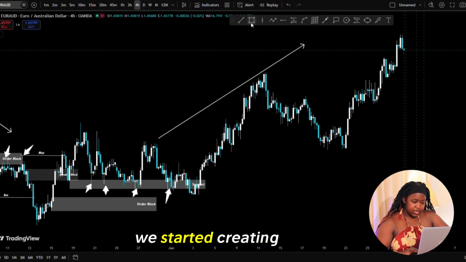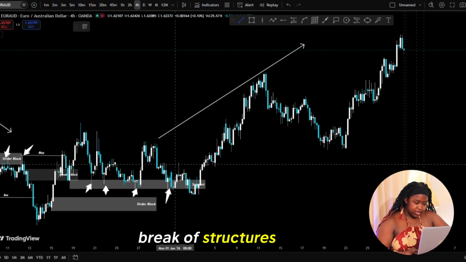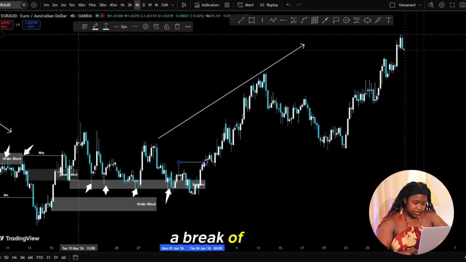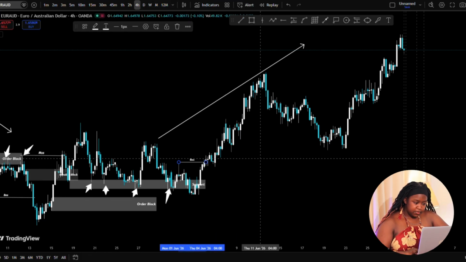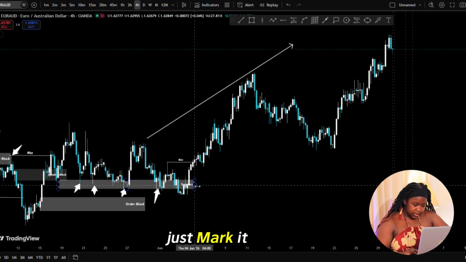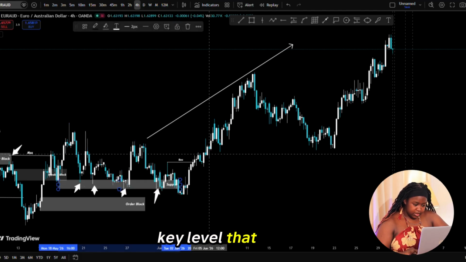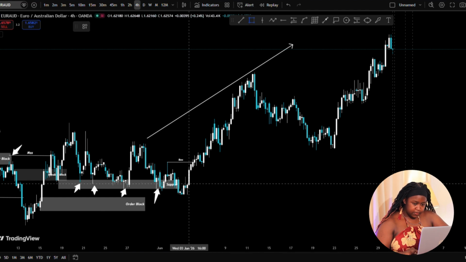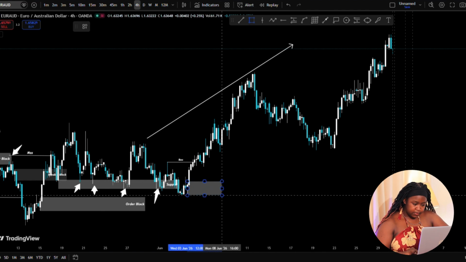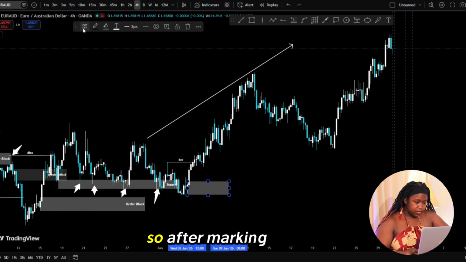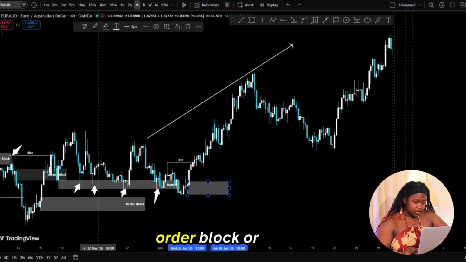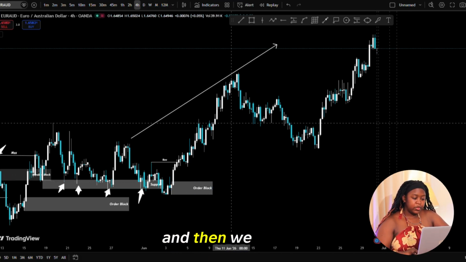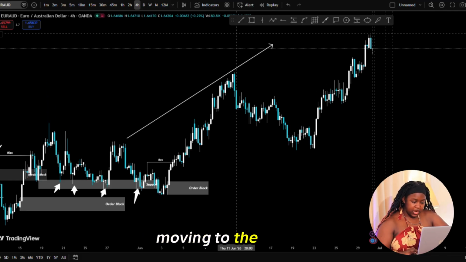So from there we started creating break of structures to the upside. So this is a break of structure, though it's not valid, but we just mark it, and then a key level that caused it, an order block below here. So after marking a key level, order block or fair value gap, we wait for price to retrace, and then we target buys because we are now moving to the upside.